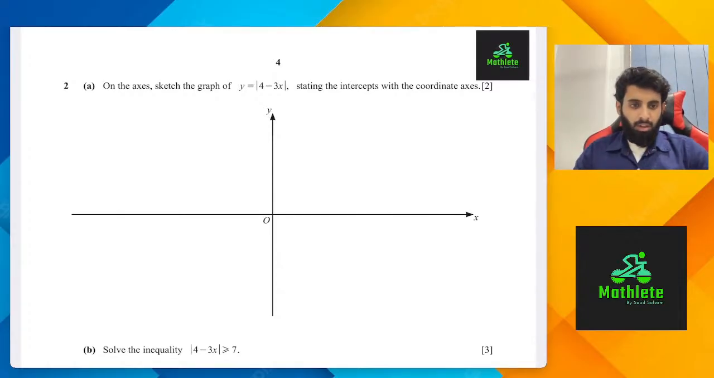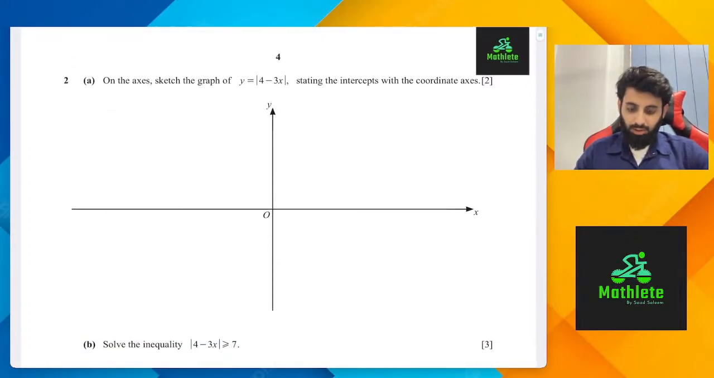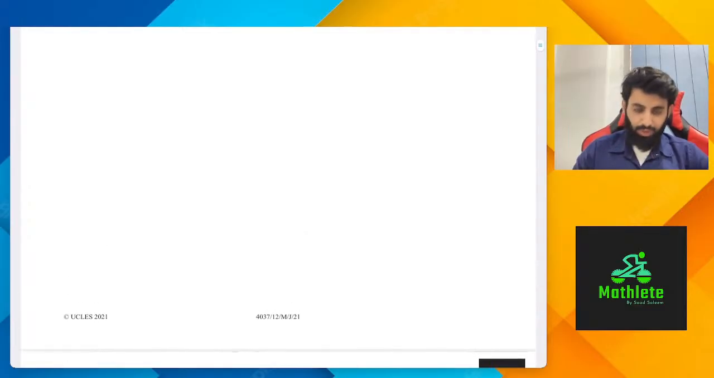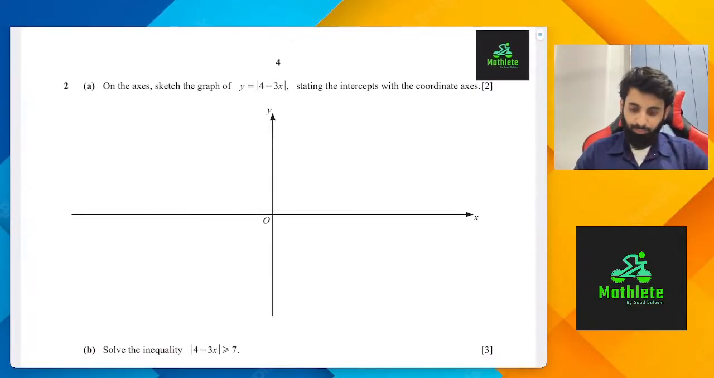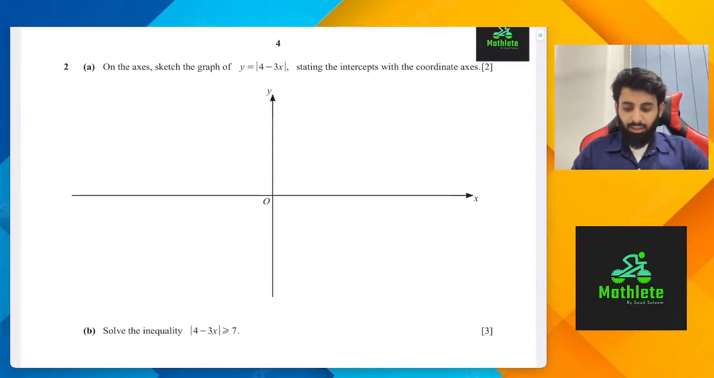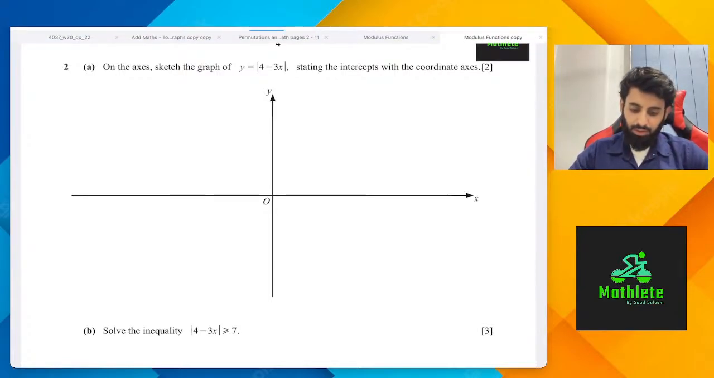Okay, so here's a question from May-June 2021, paper 12. It says here, on the axis sketch the graph of y equals 4 minus 3x, stating the intercepts with the coordinate axes. So how do we do this question? Here's how we do it.